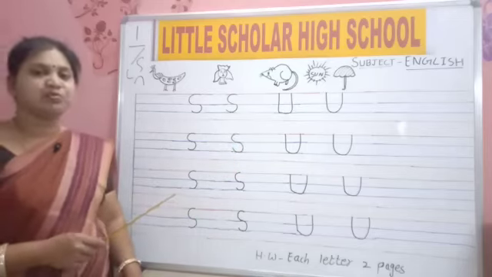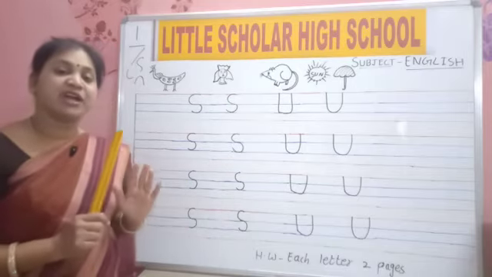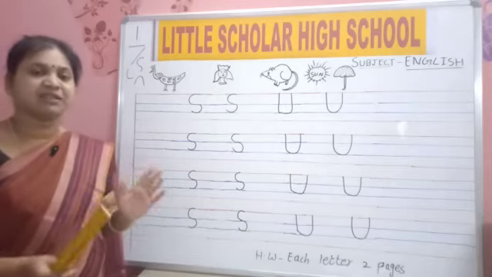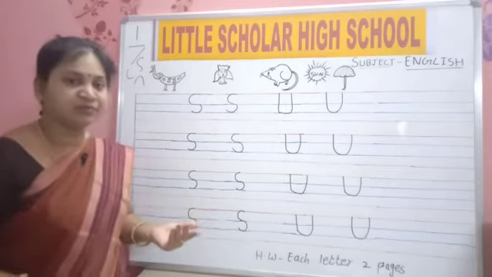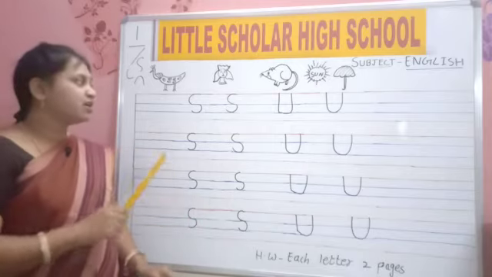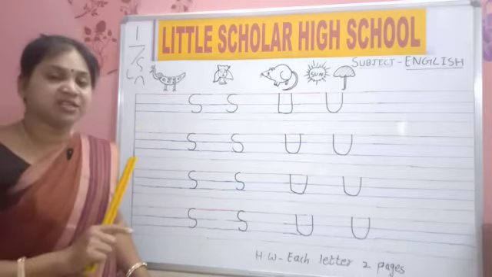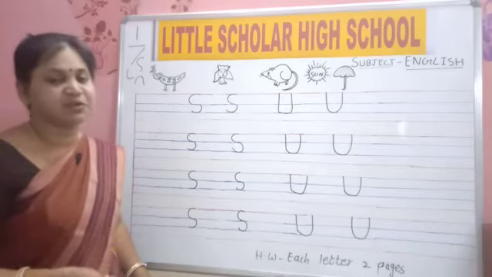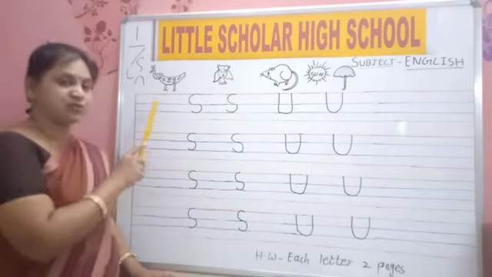Slowly, neatly you practice. If you write fast, your handwriting will be dirty. When you grow up, your handwriting will be good because now you are practicing neat handwriting, no? So, now when you are writing, you should write very slowly, touching the lines. Don't write fast. So, write it very neatly.